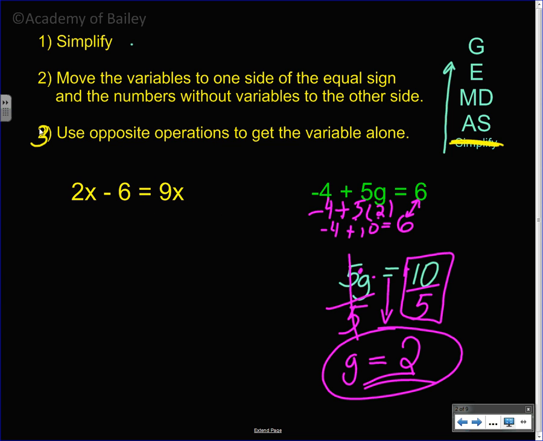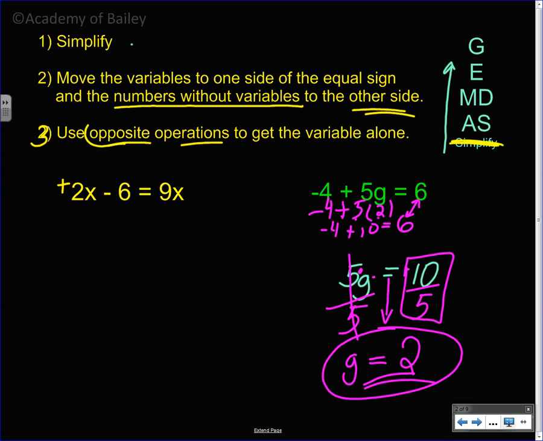Now let's look at our numbers without variables. Our number without variable is that negative 6, and if you notice, it is on the left side of the equal sign. So since I am going to have to take the number without variable on the other side, away from the number with a variable, I'm just going to leave negative 6 on the left side, and I want to try to send this 2x over to the right side. So, how do we do that? Well, we can do that by using opposite operations.